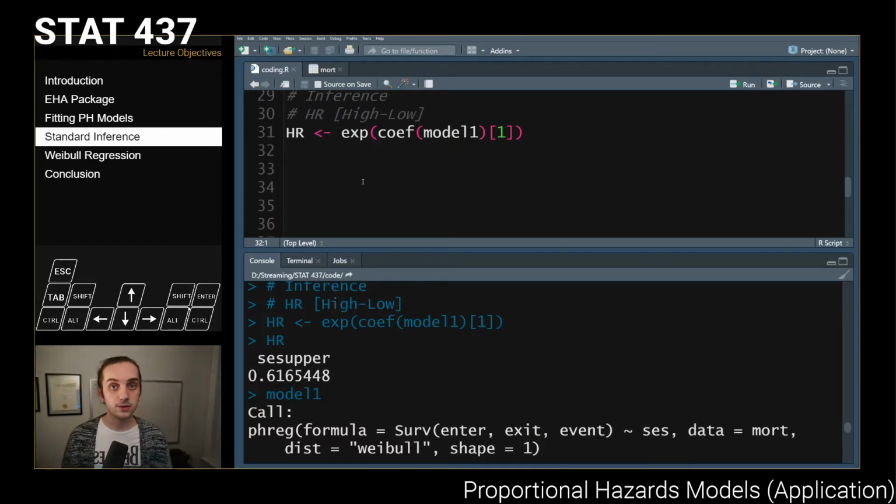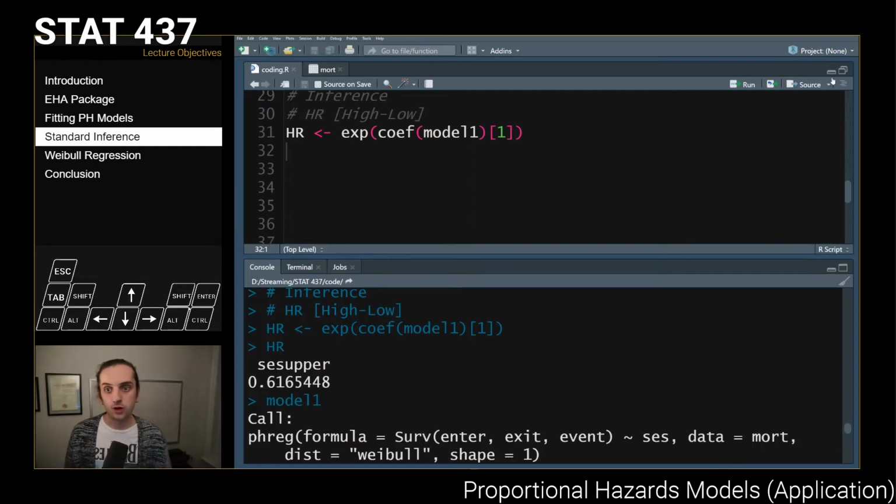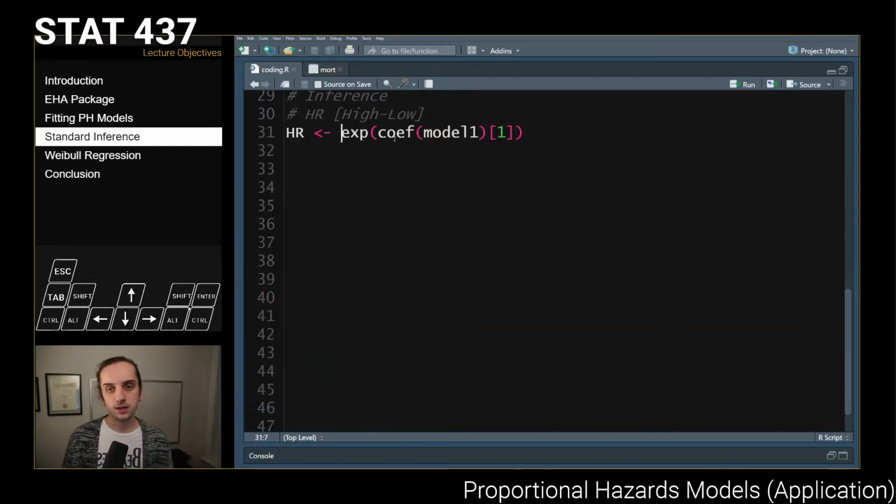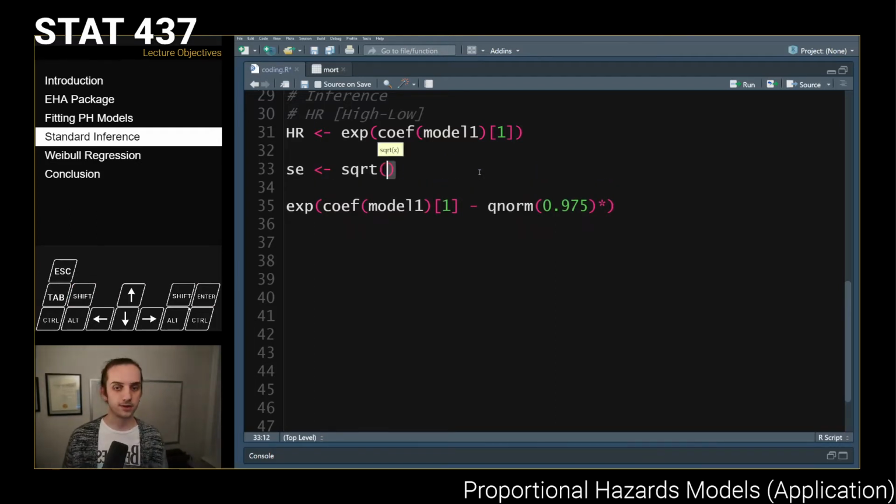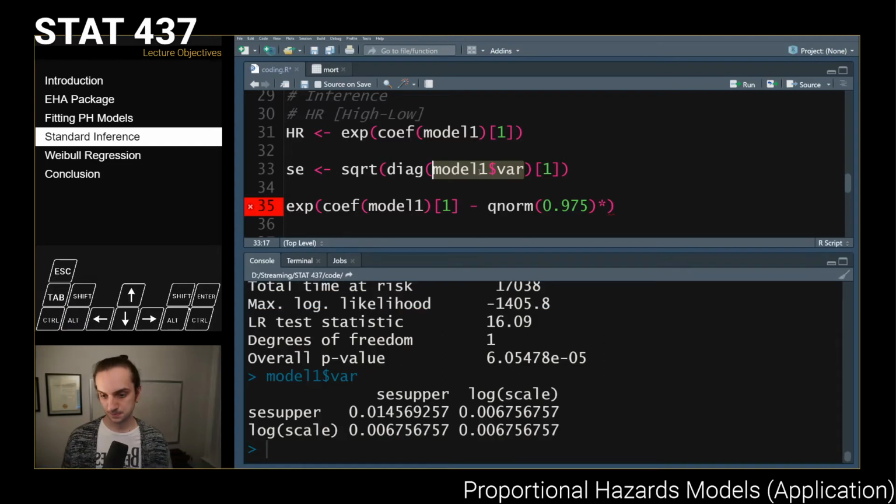Okay. Now, if we wanted to do a confidence interval on this, well, we're going to be using our standard Wald procedure here, right? And so we know that we would take our estimate, and inside of the exponential here, we'd want to subtract off the qnorm of, say, a 95% confidence interval, so .975, times the standard error of our estimate. And so if we come in here, we can say the standard error is going to be the square root of the diagonal, and we can grab this from model 1 var here, and it's going to be the first term of that, right? Because if we look at this model 1 var here, you can see that it gives us the variance-covariance matrix.